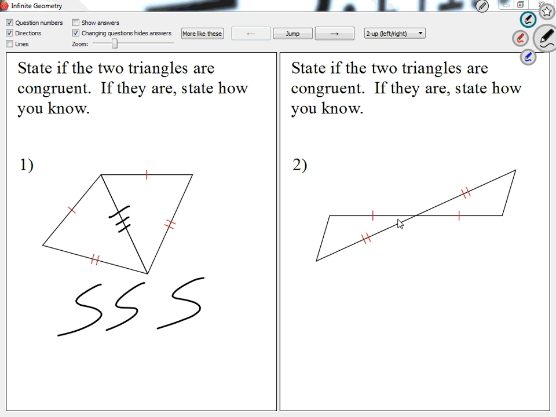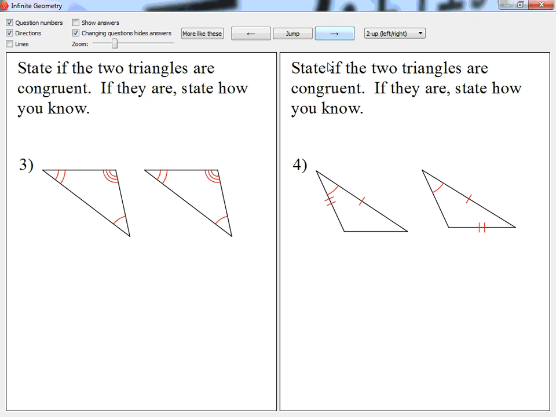I can legally mark an angle there and there, question number 2, because they're vertical. Remember, when there's an X form, opposite angles are congruent, so I can legally mark those two angles, one on each. Are those two triangles congruent? And how do you know? Which rule? Side angle side. Good. So this is basically what we're going to do.